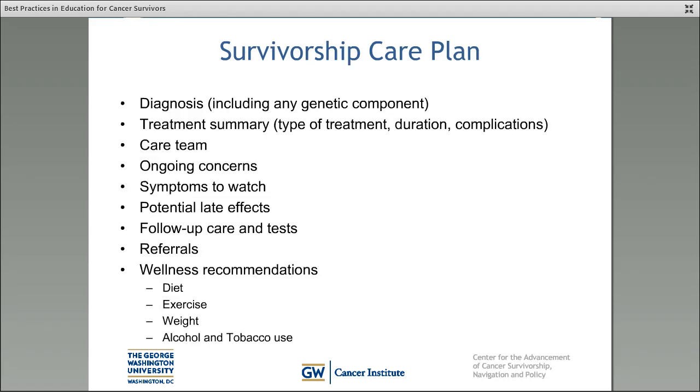So if you're wondering what's included in the specific care plan that we offer here at Mayo, it is really focused on the diagnosis, treatment summary, and all of the different members of the care team, ongoing concerns specific to that patient, and any symptoms to watch from a short-term and long-term complication point of view. And then those late effects that could happen years later. And then the recommendations for follow-up care and tests.